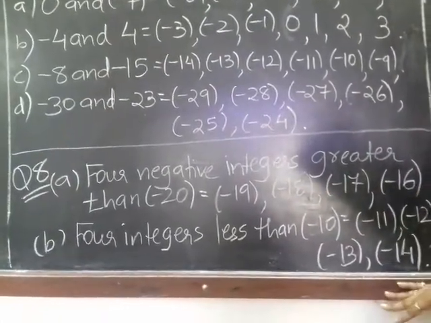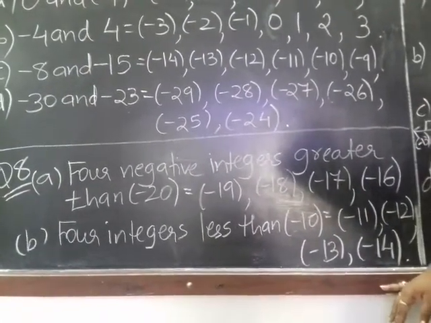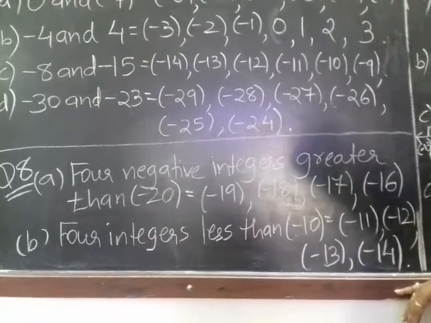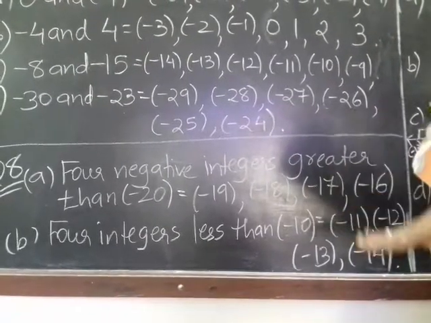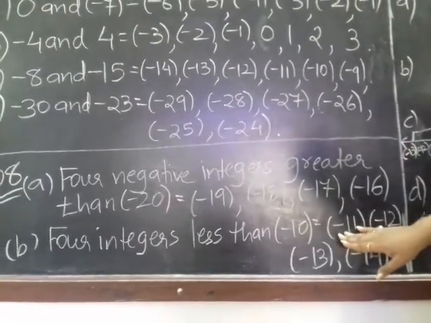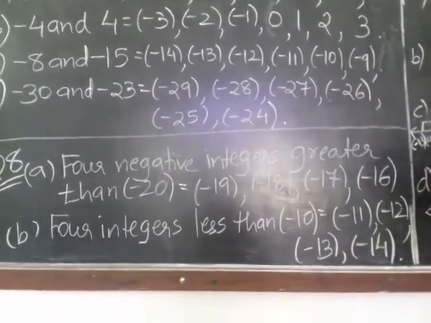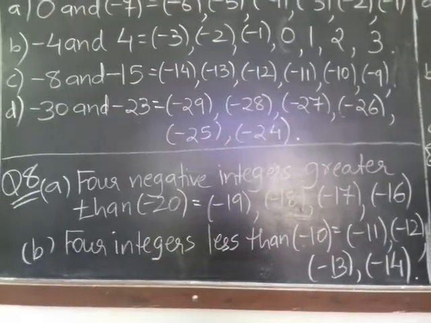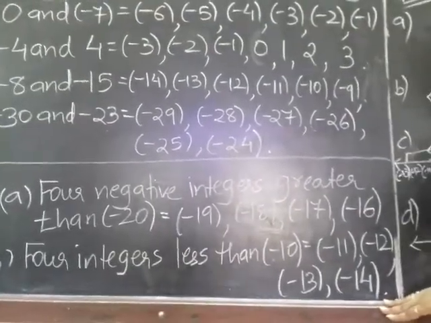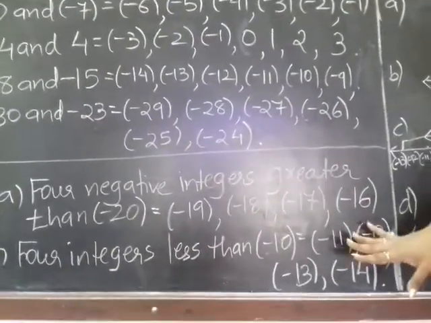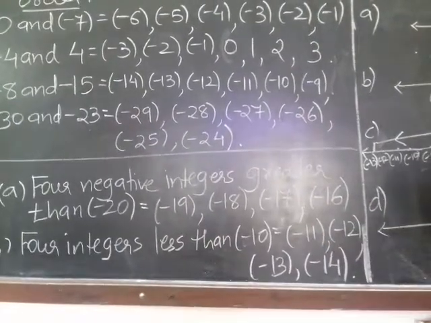Now, point B of question number 8. 4 integers which are less than minus 10. So which are smaller than minus 10? That will be minus 11, minus 12, minus 13 and minus 14, the smaller integers, that is, less than minus 10.